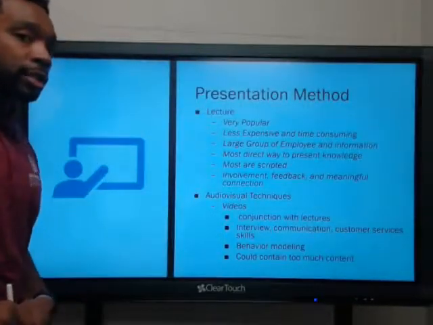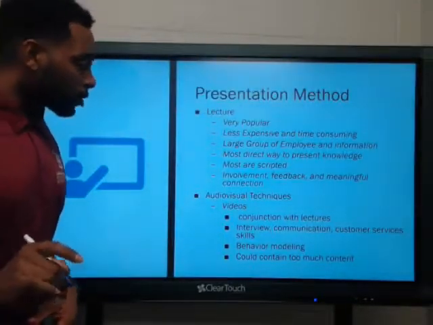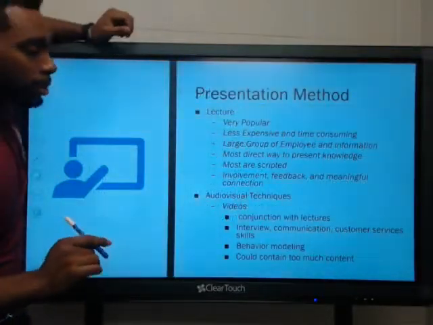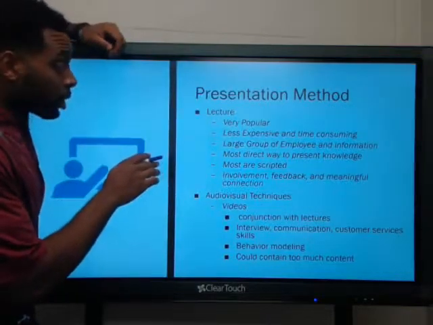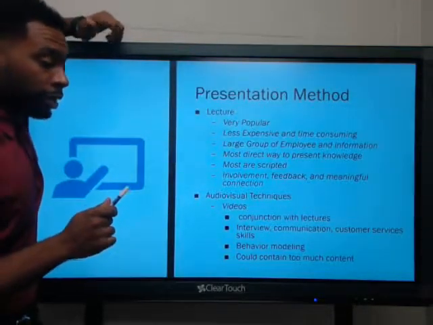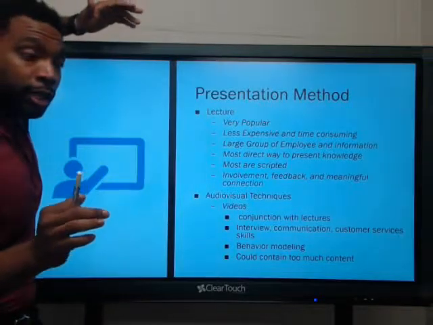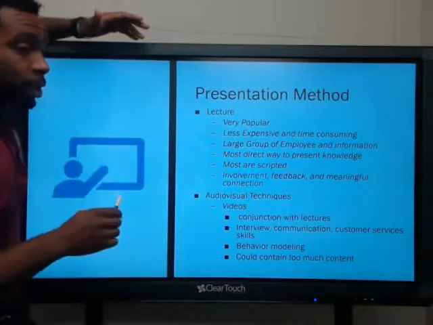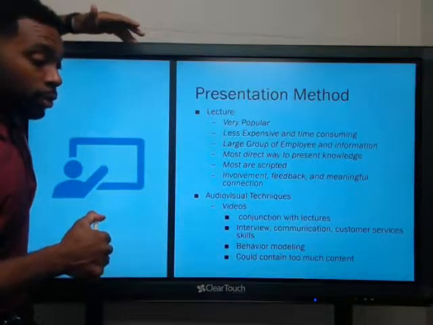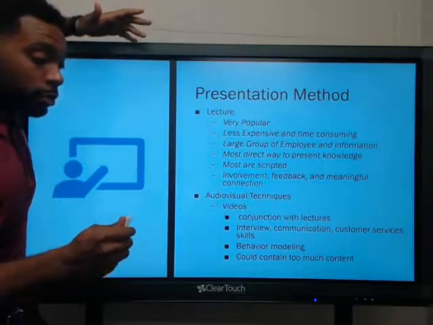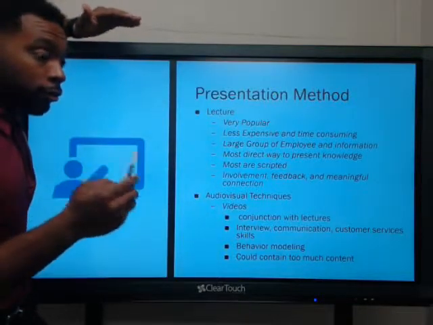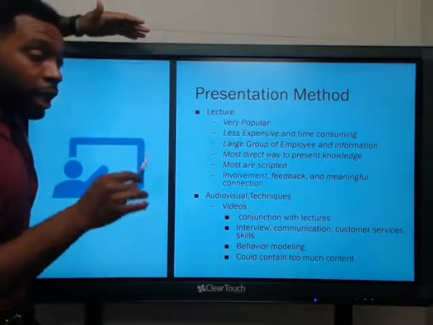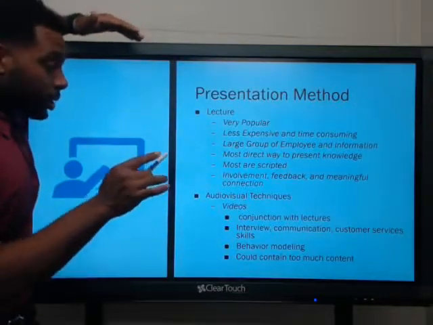Now, the presentation method has a couple of things that you can use. Now, the presentation method has lecture. A lecture is very popular these days, despite all the technology advances we have, and it's less expensive and time consuming. Now, a lecture is when one speaker or teacher, or multiple speakers or teachers, teach to a group or a large group of individuals about how they can improve in their training. They speak to them directly.